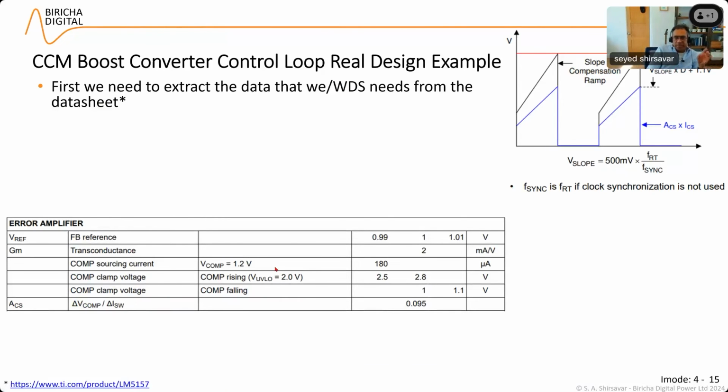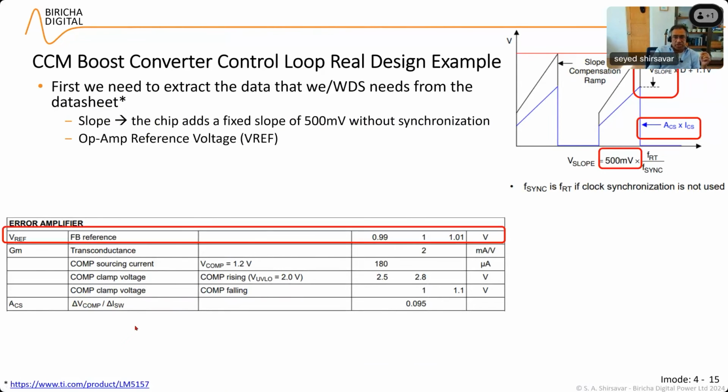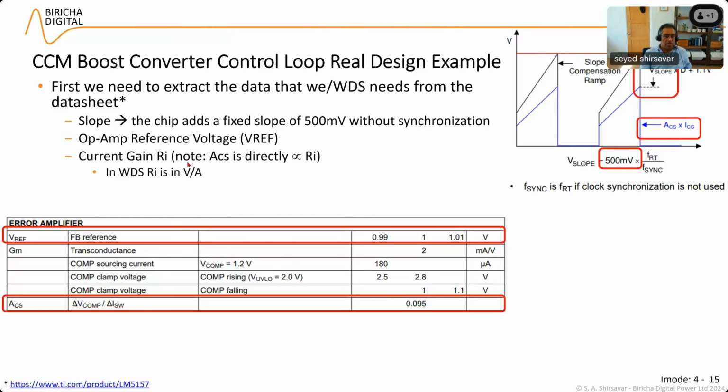So this is taken from the datasheet, including that, so that you see that everything that you need is actually available. So a slope is added internally, 500 millivolts. That is in the datasheet. There you go. You will find that in a datasheet, which is referenced down here. Then the op-amp reference voltage is right here, 1 volt. So that's what we put into WDS. That's also available from the datasheet. The current gain is defined as ACS right here, 0.095, which I had typed in as 0.1 just to make it simple. Again, it's available in the data sheet, right?